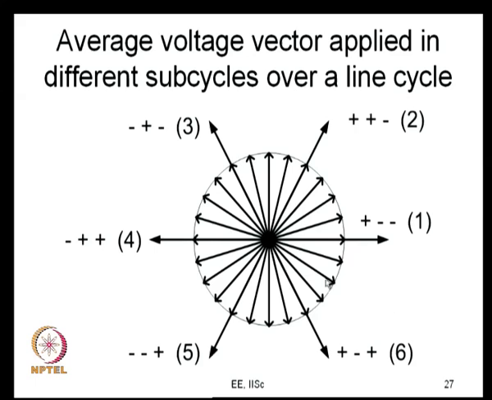Thus, you can call all this as 6 sectors, and in each sector you use 2 of the neighboring active vectors and the null vector to produce the average voltage vector. I am going to deal with space vector based PWM, particularly conventional space vector PWM, in the next class. This is only to give an idea of the concept of space vector and space vector transformation, and some introduction to space vector based PWM. A more detailed discussion is reserved for the next class.